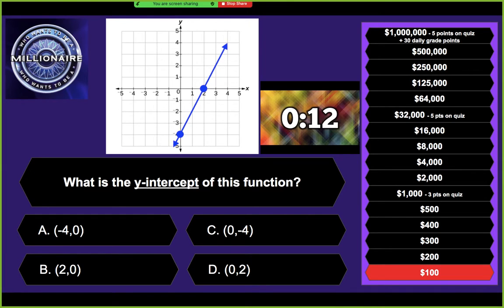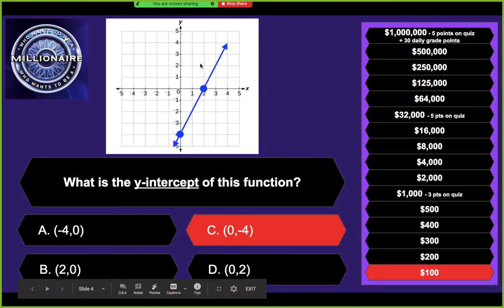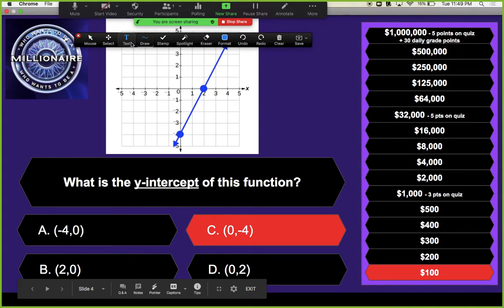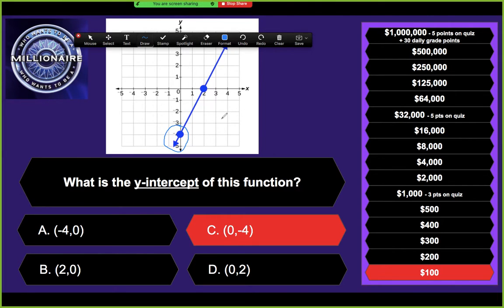Alright, so on this one, the answer is (0, -4). Your y-intercept is on the y-axis, right? I have this drawn. So if you look at where your y is and where your blue line meets that y, it's at -4. Remember that we put it where the y is, because you're going to put the y-intercept where the y is. So make sure the -4 goes where the y would be. Alright, so let's move on to the next thing.